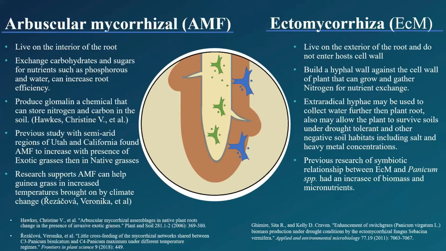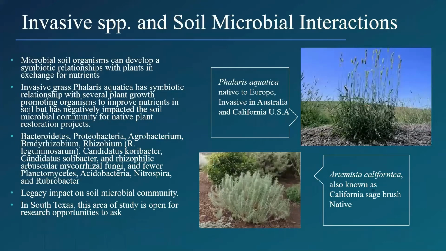Ectomycorrhizae is a fungi that grows on the outside of the root. So ectomycorrhizae has been known to help grasses by covering its roots with the fungal bodies and helping it grow in places, and increase tolerance in terms of salt, drought and heavy metal. This has also been shown to increase the biomass of the grass as well. This has been seen not only in guinea grass, but also in Phalaris aquatica, which is an invasive grass from Australia that has moved into California.